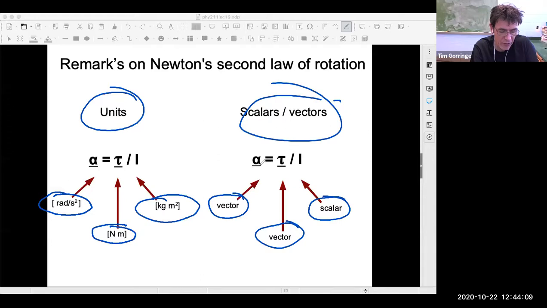The angular acceleration is a vector. The torque is a vector, as we know. This new quantity, the moment of inertia or rotational inertia, that's a scalar.